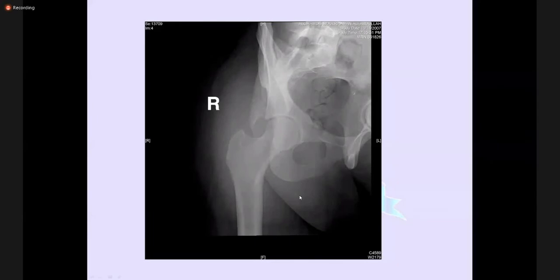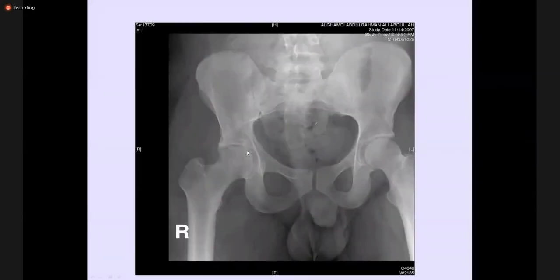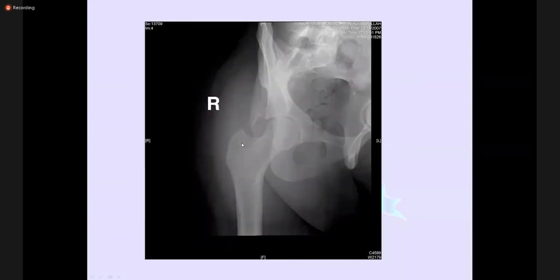In the previous X-ray, we were not able to diagnose the fracture in the acetabulum, but in the obturator oblique view, the fracture is visible. See, the fracture is visible over here, and in this line, the fracture is visible. So these are the views required to diagnose the different fractures: fracture of the anterior column, posterior column, anterior wall, and the posterior wall.